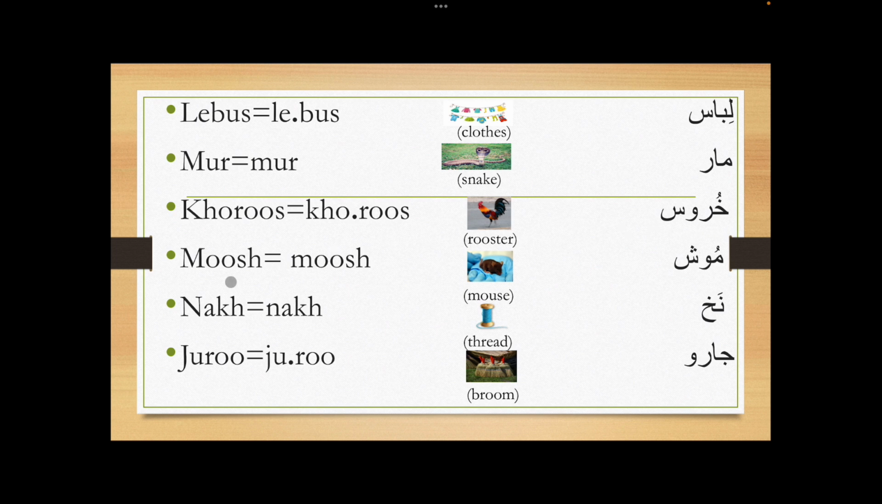And here are some more one-syllable words. So whenever it's one syllable, there's no emphasis on anything after the first letter. So this is just mush. It's not a mush. It's mush, which means mouse. And how about this one? It's got that tricky K sound, nach, which means thread.